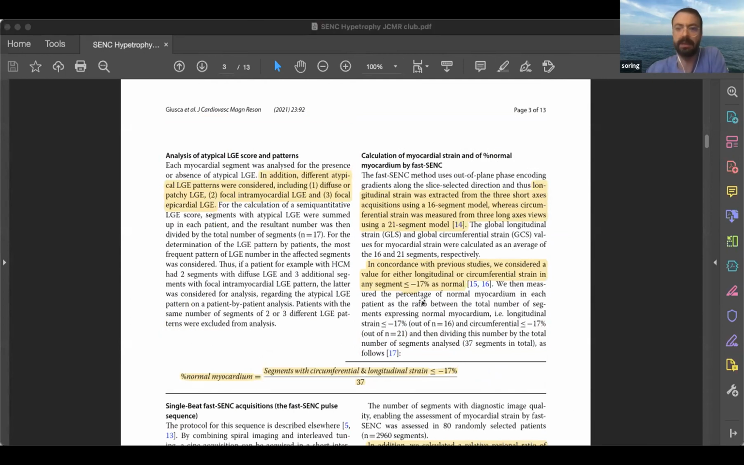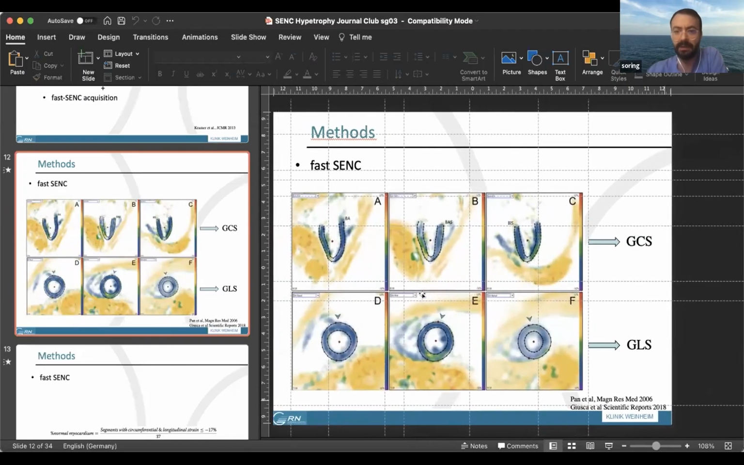Here, exactly. So this is the acquisition for a single heartbeat fast SENC. Basically, there are 3 long axes and 3 short axes. A little bit counterintuitive because the acquisition is perpendicular to the plane. From long axis, we derived the circumferential strain, and from short axis, we derived the longitudinal strain. I will go back to the paper now, basically.